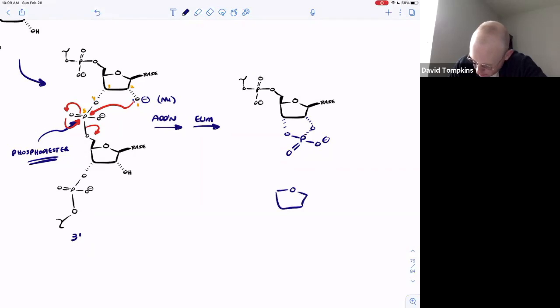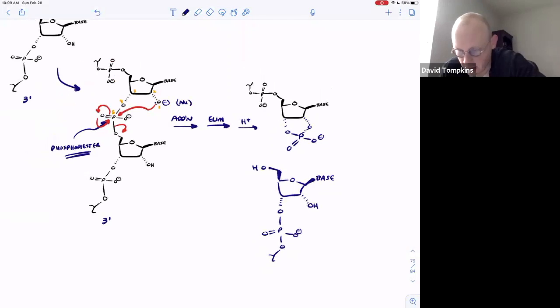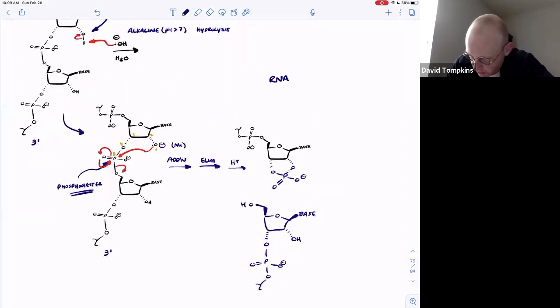It's a separate sugar. And that would eventually get protonated to make this neutral alcohol. So there'd be some proton transfer to get here. And that would be connected to the rest of the chain at the 3' end, but this could continue, right, for every single RNA nucleotide in the polymer. So this hydrolysis effectively cleaves the phosphodiester backbone. And RNA, through this hydrolysis mechanism, is essentially self-degrading.